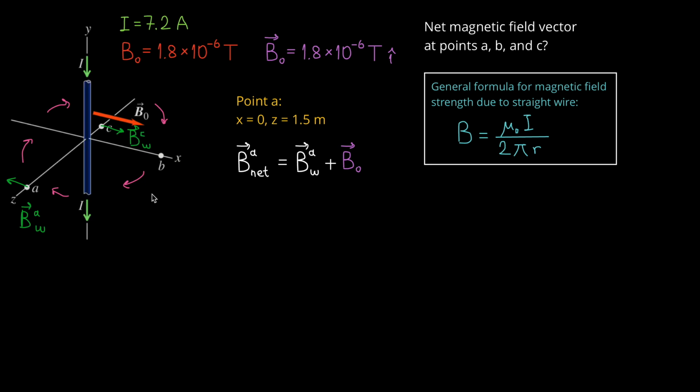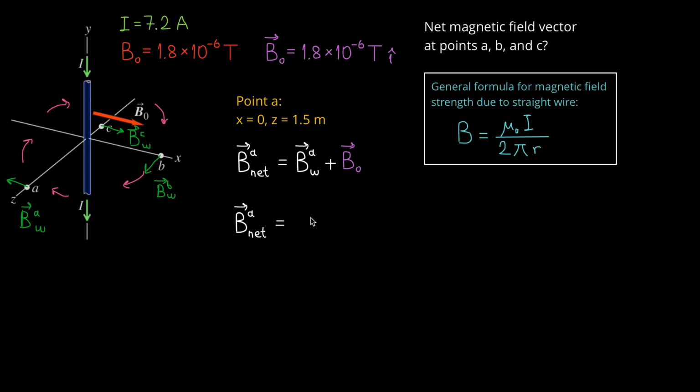On the other hand, at point B, again, imagine the tangent, like so. This one is parallel to the z-axis and it's in the positive z direction. So this is B due to the wire at point B. Now we have determined the direction of each magnetic field vector. For point A, let's combine all this information.